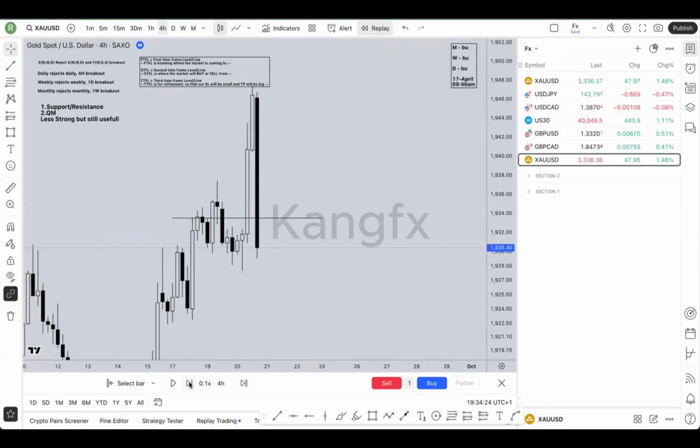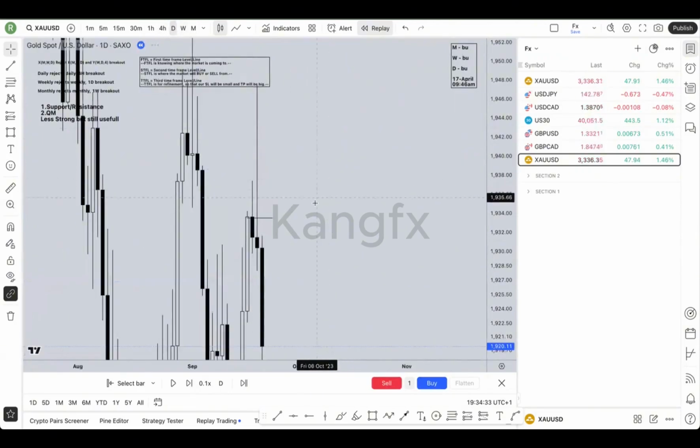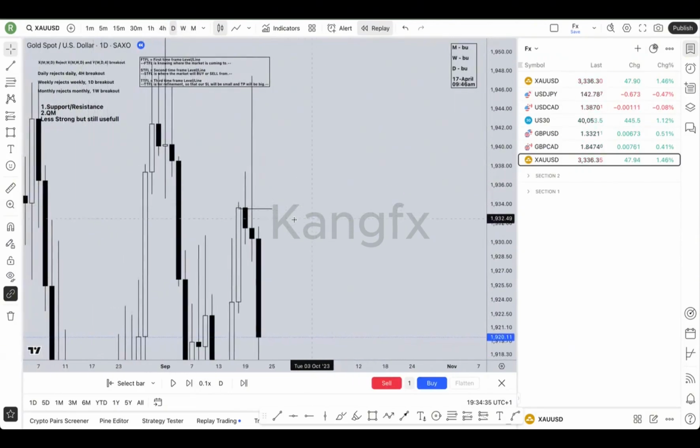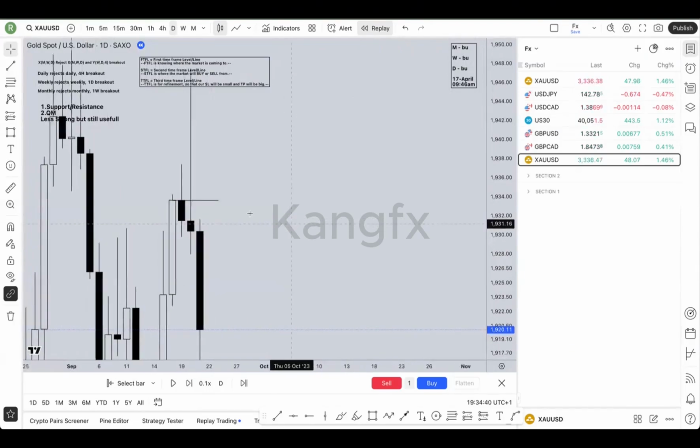Daily reject daily. Was there a 4 hour breakout? Yeah, there was a 4 hour breakout here. So after the breakout, we go back to our daily because that's where we want to draw our first line. Now, the first line here was supposed to be our resistance, but the resistance has already been mitigated, so it's no more fresh.